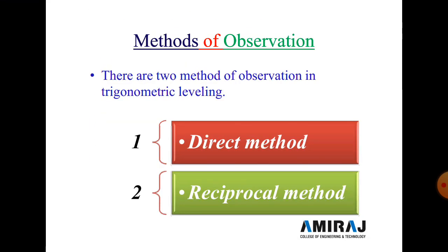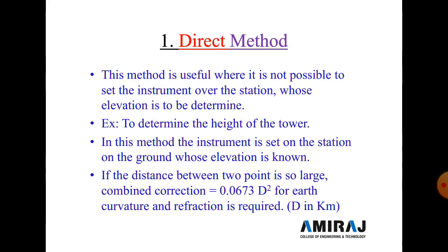Now, the methods of observation for trigonometric leveling. In the GTU examination, this type of question is asked: analyze the different methods of observation in trigonometric leveling and explain any one in detail with a figure. There are two main types of observation in trigonometric leveling. The first is the direct method and the second is the reciprocal method. We discuss what the direct method and the reciprocal method are.